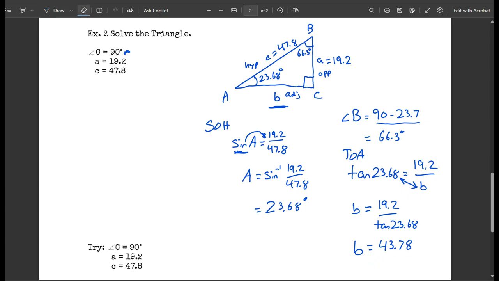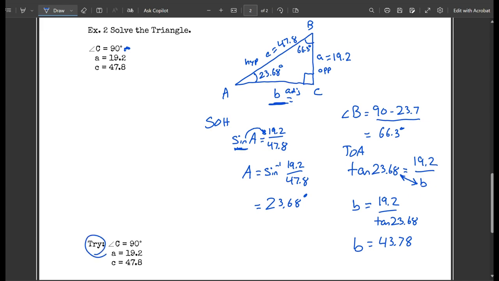I would prefer you to stick with the hundredths. All right, that is the solution for all parts of the triangle in example 2. Why don't you pause the video and go to the one down here to try on your own.